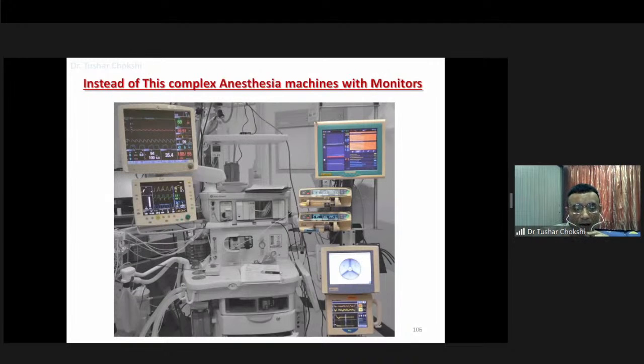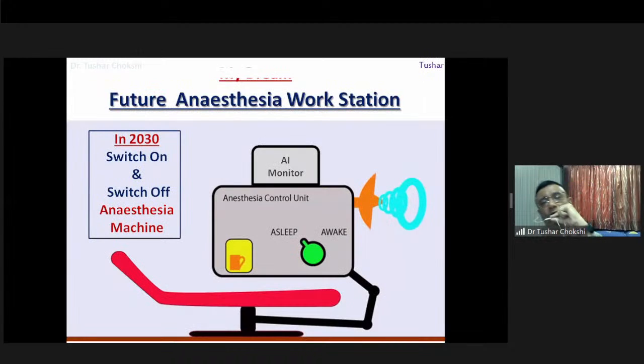Today I am facing this type of complex theater with wires, gadgets, and monitors and everything. I'm fed up with this type of practice. So my dream is to have the future anesthesia workstation. I should have only one cabinet where there is only one button, starting all the different alarms and everything. Whenever I want my patient to go into sleep mode, I will press that button. And when I want to awaken that patient, I will put it on awake mode.